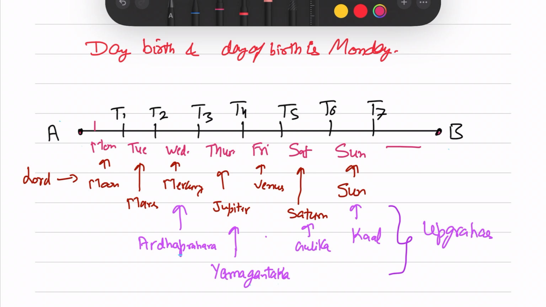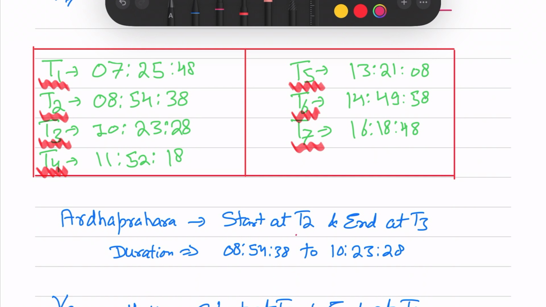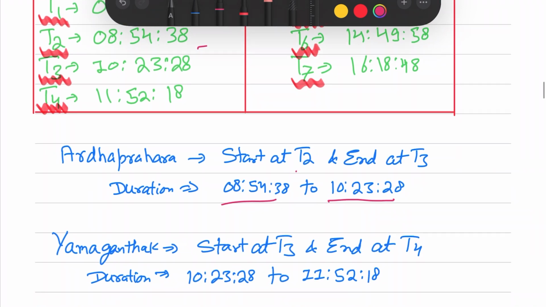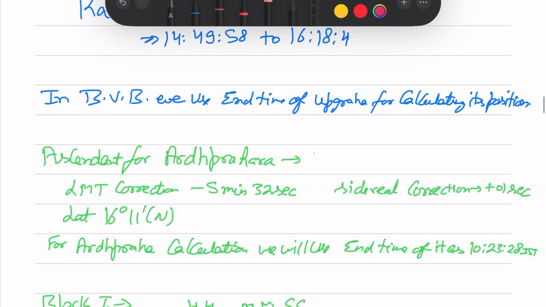So for calculation of Ardhaprahara, the Ardhaprahara starts at T2 and ends at T3. We will calculate it. So the duration starts at T2, T2 is this start time, and ends at the start of T3. Similarly, Yamaganthaka starts at T3 and ends at T4. This is the start and end time of the duration for that particular Upagraha. In Bharti Vidyavan we use the end time of the Upagraha for calculating its position. So let's calculate it for Ardhaprahara.